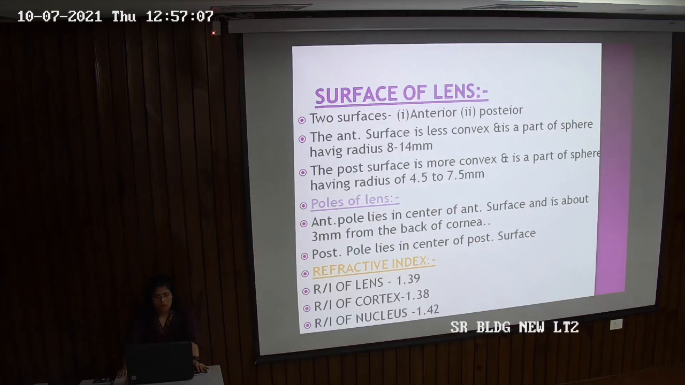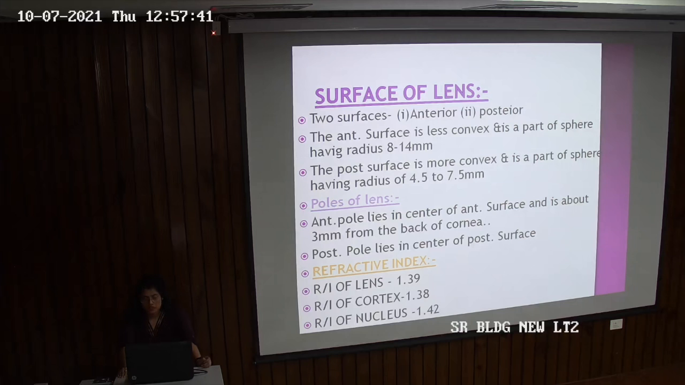Now we are talking about the poles of the lens. The anterior pole lies in the center. Whatever there is of the anterior surface, anterior epithelium or anterior part of the lens, the center of it is called the anterior pole, and it is about 3 mm from the back of the cornea. Now the posterior pole lies in the center of the posterior surface. Again, a function of the lens is to refract light, transmit light, and focus it onto the retina. That's the function we are discussing so far.